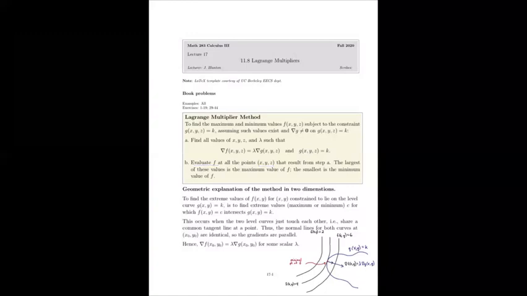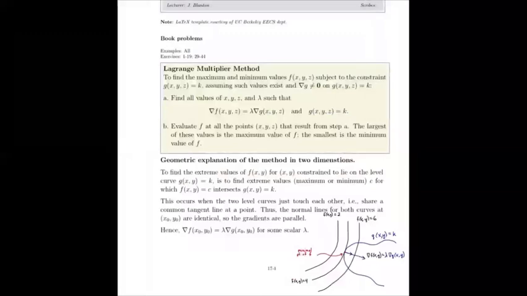Okay, why does this method work? Well, let's consider it in two dimensions. And down below, we've got a decent drawing of what the situation is on the bottom right of the page here. So to find the extreme values of f of x, y for some x, y constrained to lie on the level set g of x, y equals k. So here is g of x, y equals k. In the picture, it's that blue curve, just kind of arbitrarily drawn. And what we consider is functions of f, which will intersect these level curves.